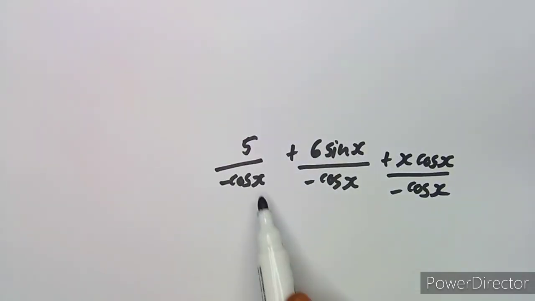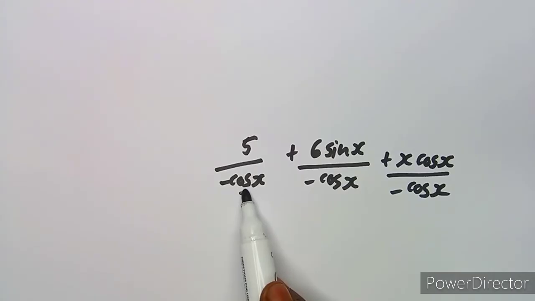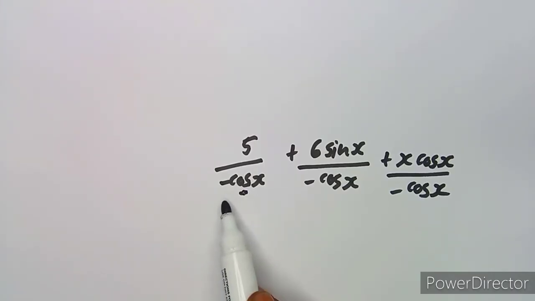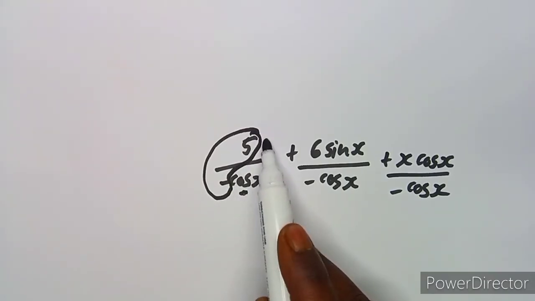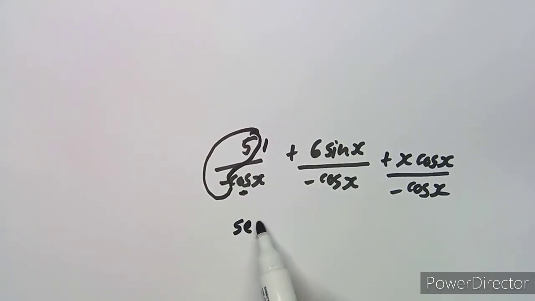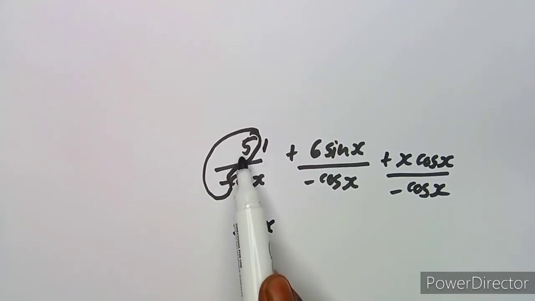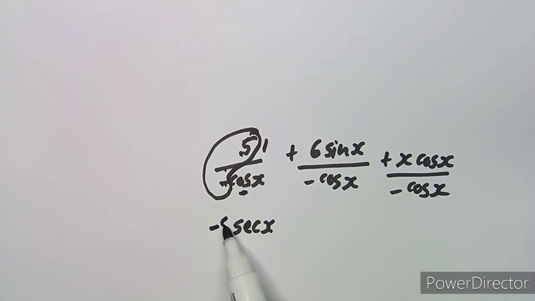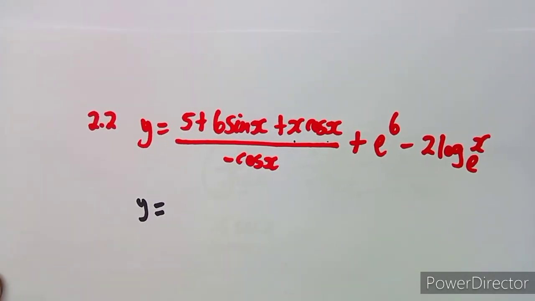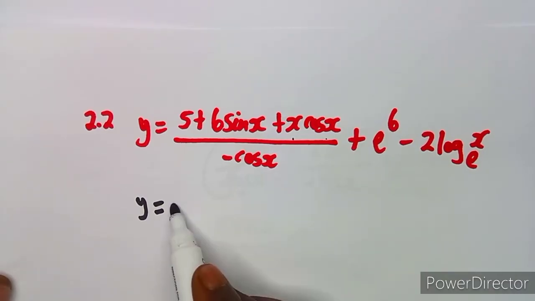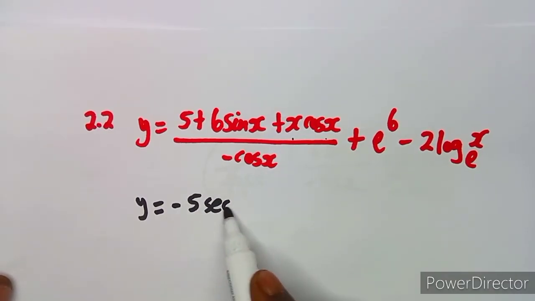So remember that 1 over cos is sec. So from this 1 over cos, we get sec x. But you're going to be left with 5 divided by minus 1. So 5 divided by minus 1 is what? It's minus 5. So you're going to have minus 5 sec x. Take note, we haven't started to differentiate. We are just rewriting.